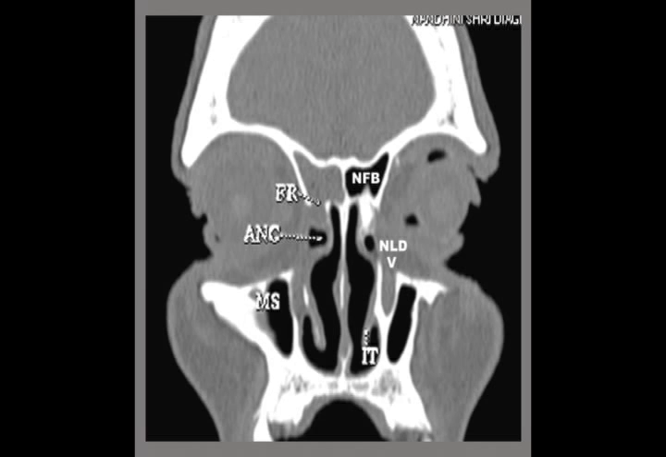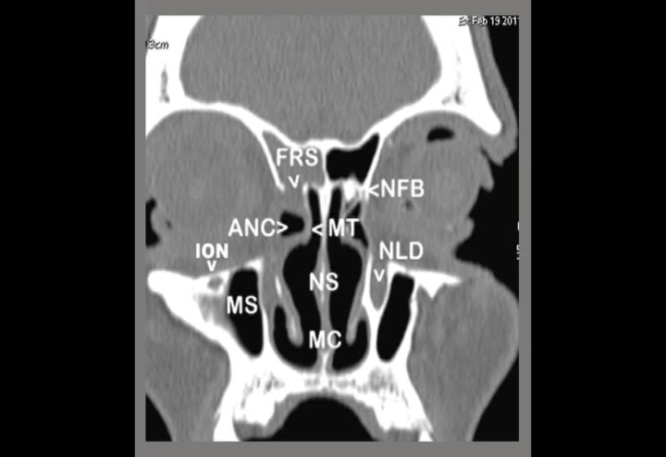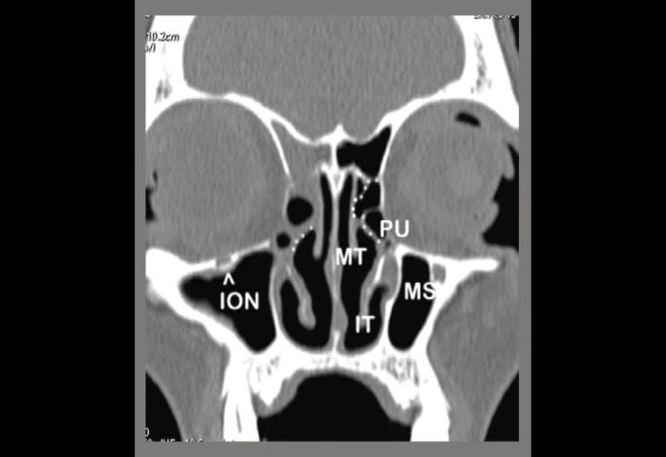You can see the ANC, the agger nasi cell, the maxillary sinus, the NLD, and this cut again shows the FRS, the frontal recess on the right side, and the left side showing the frontal sinus. The ANC is the agger nasi, ION, the infraorbital nerve, MS is the maxillary sinus, the maxillary crest MC, and the nasal septum. The NLD is seen on the left side. So these are all the points we have to pick up. Do not read the disease now. Even though you can see some disease there, do not read it now.